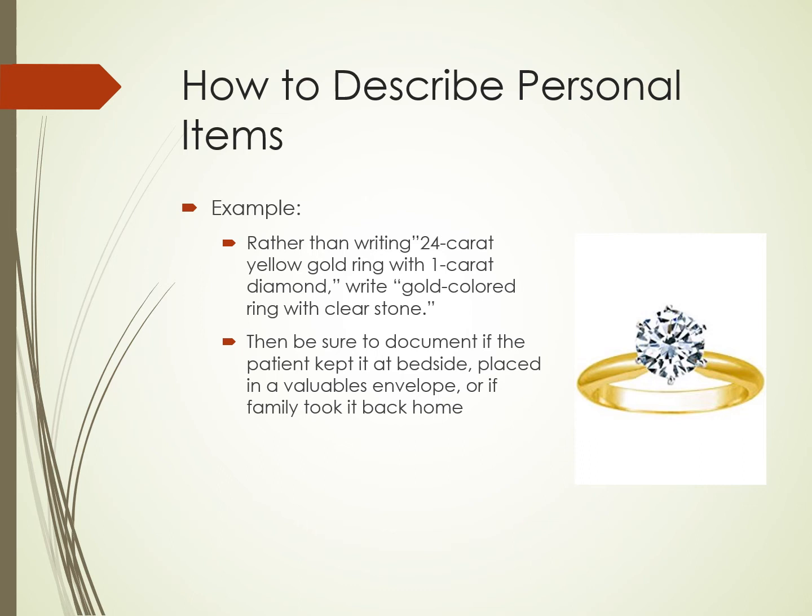Make sure you document if the patient kept it at the bedside, if they placed it in a valuables envelope to be locked up, or if the family took it back home. So on that inventory sheet, you're not only describing the personal items, but you're also stating where they went. Are they at the bedside? Are they locked up? Or did they return back home with the family?